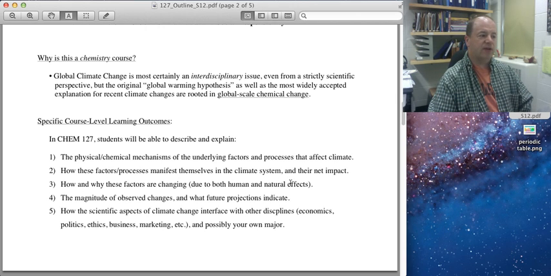How and why are these factors changing, both the human and natural effects? What is the magnitude of the observed changes? How much climate change have we had? How much do we expect in the future? And again, this bit about how the scientific aspects of climate change interface with other disciplines: economics, politics, ethics, business, marketing, and maybe even your own major. That's the hope.